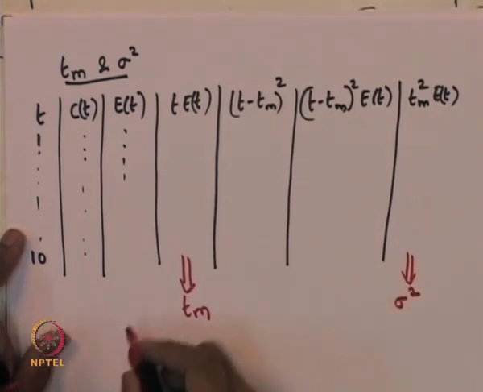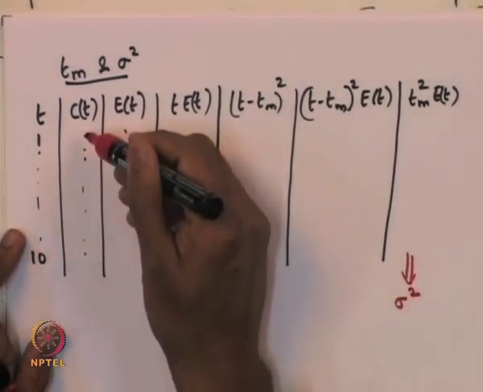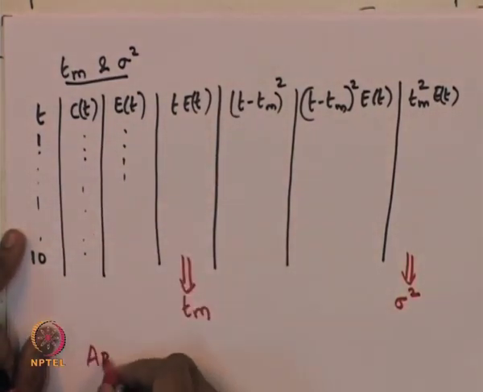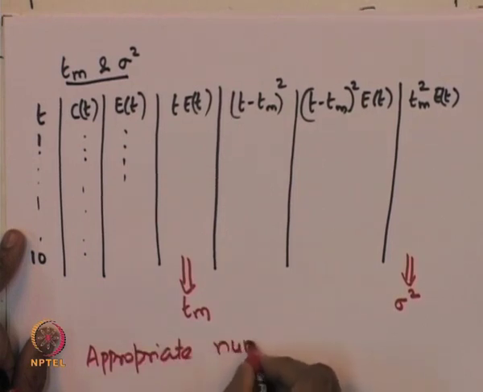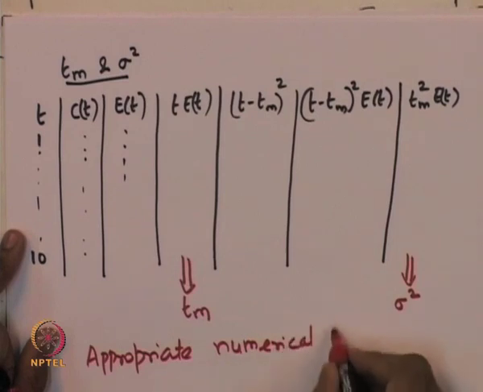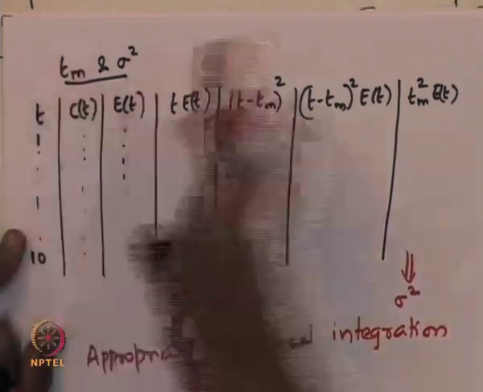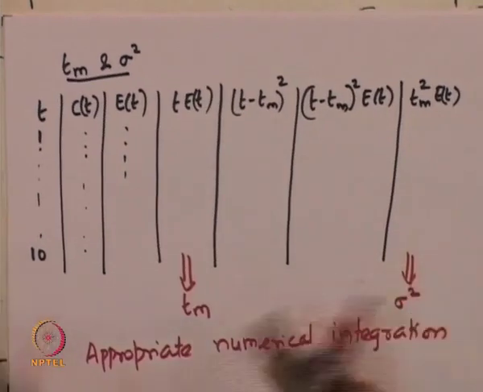One needs to use an appropriate numerical integration scheme. Remember that the concentration is given as discrete values at different time points, so one has to use appropriate numerical integration in order to complete this table. Once this table is complete, we will be able to estimate the mean residence time and the variance for the distribution that represents the RTD function for the reactor.